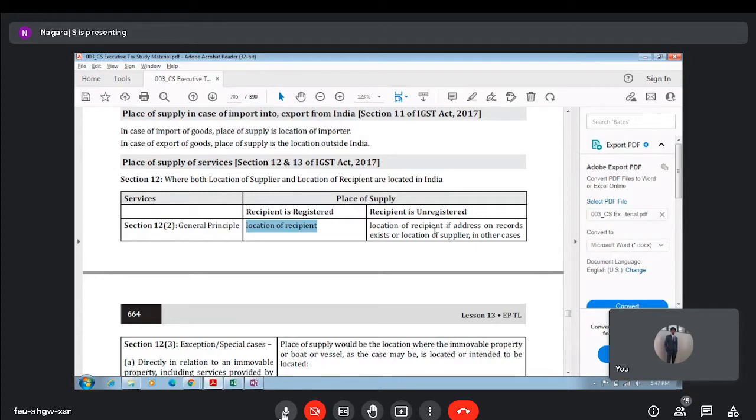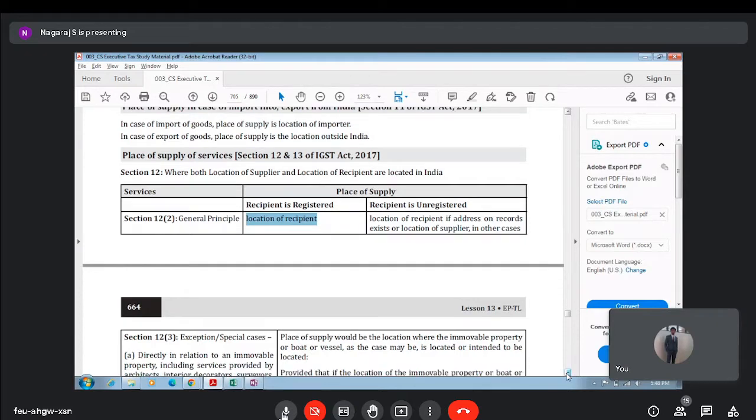Now, does the bank have your address on record? If it is an account holder, definitely they would have it. But in case of no account holder, they don't have it. Then the location of the supplier will be the place of supply. Understood? Yes, sir. Okay. Now specific things will come.